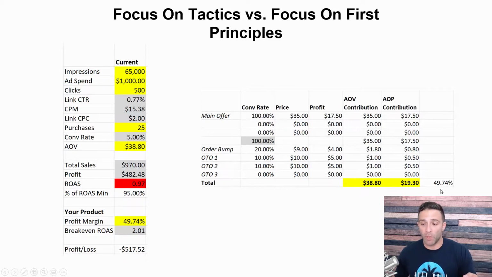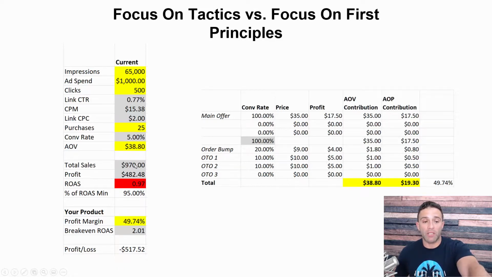Our profit margin is $49.74. Remember, acquisition margin. That's why it's so important to know this. So our break-even ROAS was 2.01. Our profit was $482.48 because we have to take the profit margin, and then we have to subtract out the ad spend, right? So our ROAS here was 0.97. So revenue over ad spend.